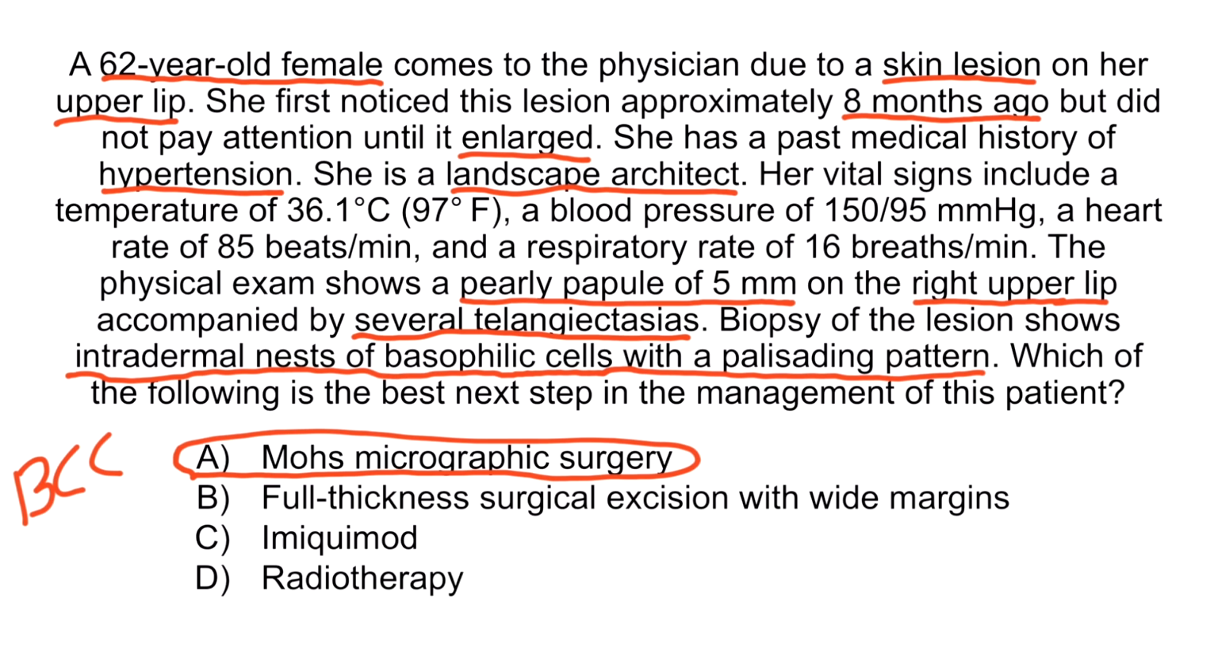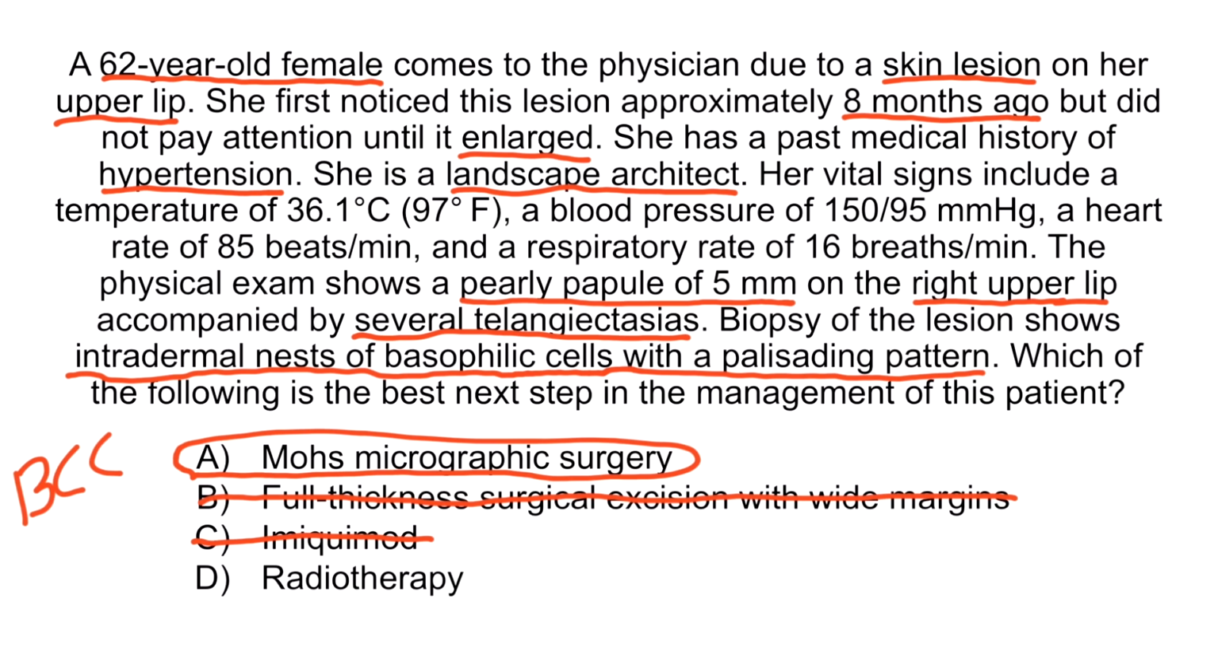Option B, full thickness surgical excision with wide margins, is incorrect because this patient's basal cell carcinoma is on the face. And like we mentioned before, this is an aesthetically sensitive area. So we're going to go for something like Mohs surgery, which has narrow margins. Now, option C, imiquimod, is incorrect because it is only a second-line therapy for basal cell carcinoma. In other words, you wouldn't go for imiquimod before you go for surgery. You're going to want to surgically remove it.